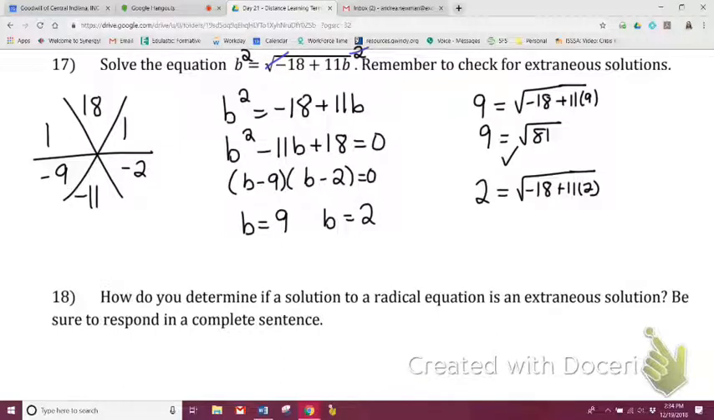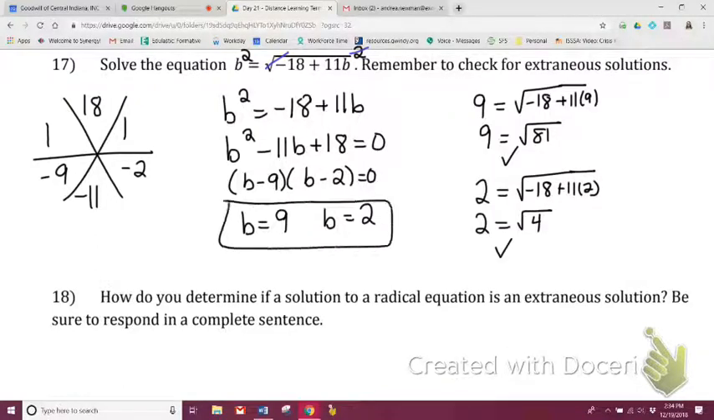So here, 11 times 2 is 22. 22 minus 18 is 4. What's the square root of 4? 2. So actually, both of these work out for this problem.